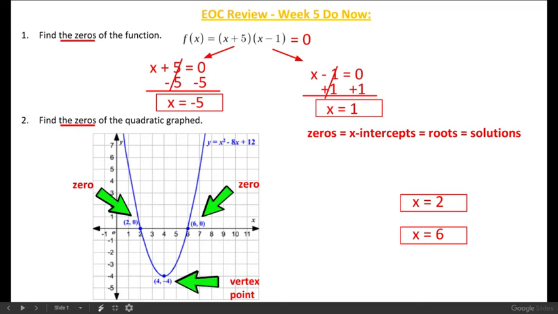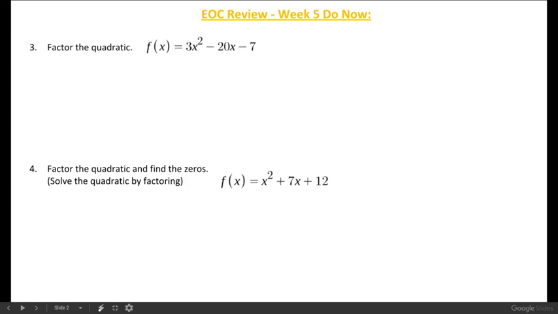Okay, so now that we talked about zeros, let's talk about factoring. So it's been a while since we've done factoring, but whenever you factor a quadratic, the visual way that I taught you to do that was called the big X. So hopefully you guys all remember the big X. If you don't, we're going to review it right now.